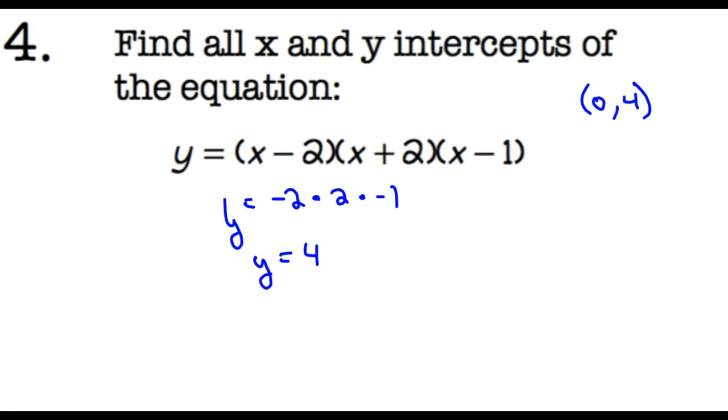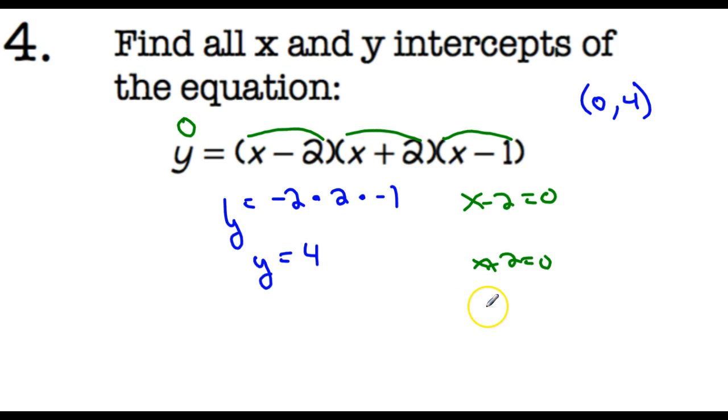Now let's put 0 in for y and solve. Well, if y is 0, right here, I've got 1, 2, 3 numbers being multiplied to give me 0. So one of these is equal to 0, or all of them are. So I'm going to set each one equal to 0. So x minus 2 equals 0, x plus 2 equals 0, and x minus 1 equals 0.